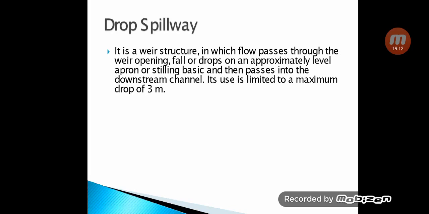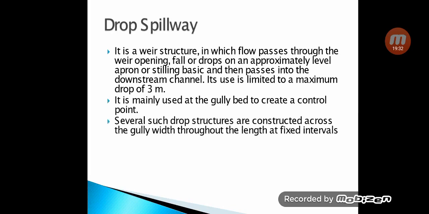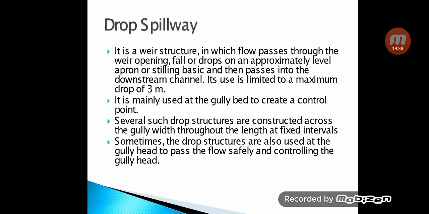Its use is limited to a drop of 3 meters. So a water drop of 3 meters can be obtained by using this drop spillway without soil erosion. It is mainly used at the gully bed to create a control point. So it controls the formation of gully as it controls the soil erosion. You can use several such drop structures across the gully width throughout the length at fixed intervals.